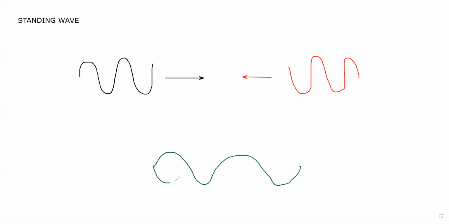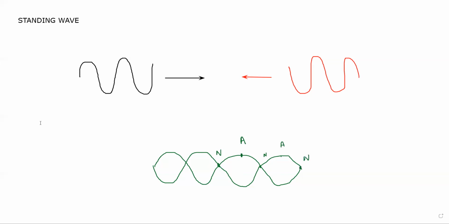The place where they increase the effect of each other, we call that an antinode, and the region where they cancel out the effect of each other, we call that a node. So a standing wave is a wave produced by the combination of two progressive waves traveling in opposite direction. It is actually a special type of interference. The region where the amplitude is maximum is called an antinode, and the region where they completely cancel out each other is called a node.